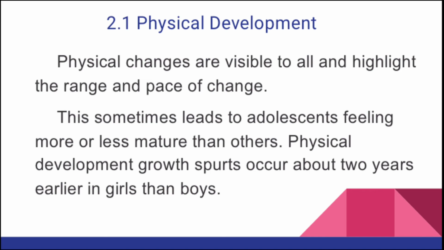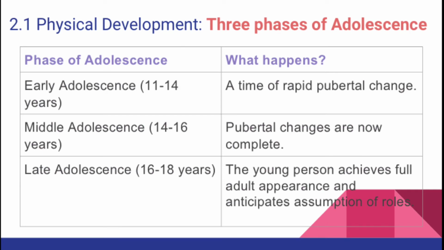Physical development. Physical changes are visible to all and highlight the range and pace of change. This sometimes leads to adolescents feeling more or less mature than others. Growth spurts occur about 2 years earlier in girls than boys. Three phases of adolescence. Early adolescence, 11 to 14 years, a time of rapid pubertal change. Middle adolescence, 14 to 16 years, pubertal changes are now complete. Late adolescence, 16 to 18 years, the young person achieves full adult appearance and anticipates assumption of roles.